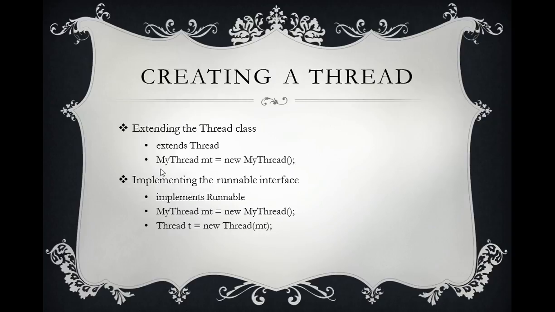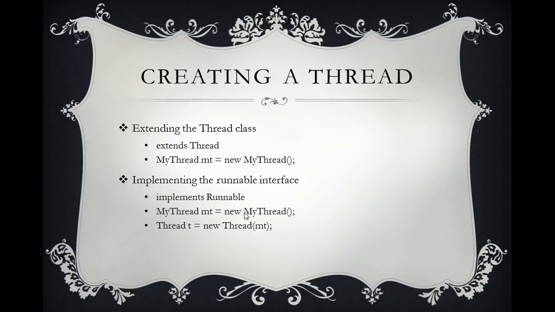So for example, if we have this class that we've created called MyThread, and we write MyThread mt = new MyThread(), then that means that this class has to extend the Thread class. That's simply how you'll go about creating a thread, by using the extends Thread class. Another way you can create a thread is by creating the same class, MyThread, with MyThread mt = new MyThread(), and within this class you would have to implement the Runnable interface.